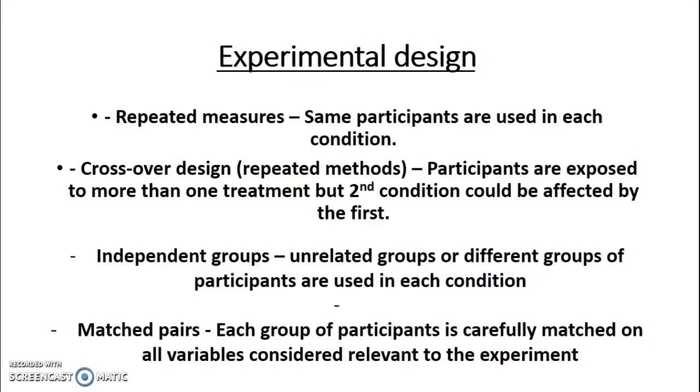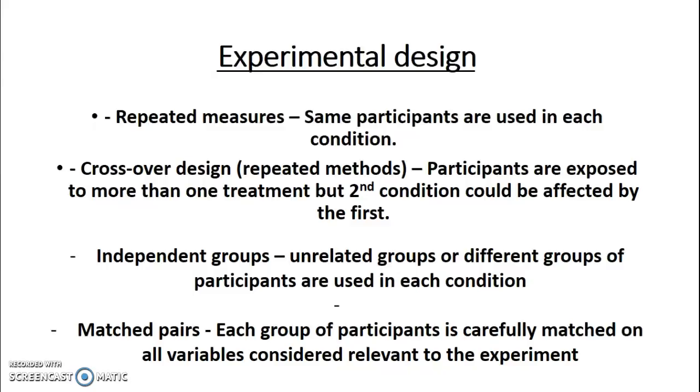Next is experimental design. So there are 4 different types of experimental design. The first one is repeated measures. So this is when the same participants are used in each condition. So participants are used in both types of conditions. Crossover design is where participants are exposed to more than one treatment, but secondary conditions could be affected by the first.